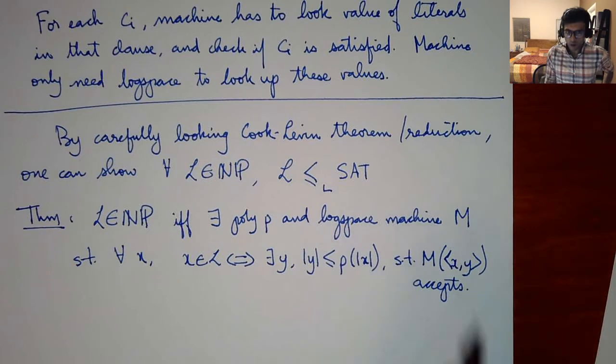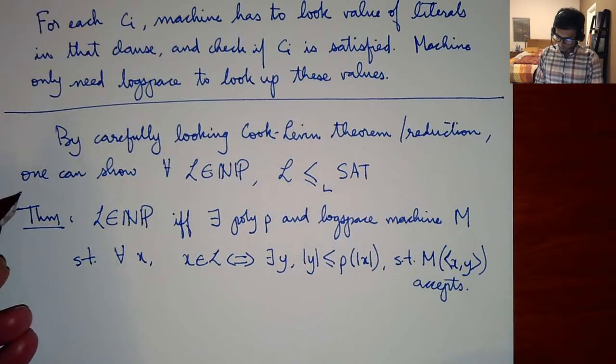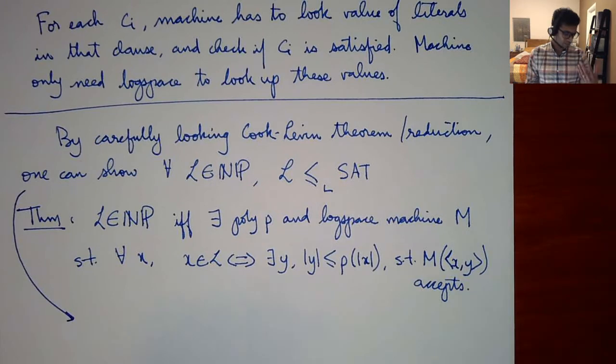And if you walk through all the reductions that we have done, they all turn out to be log space reductions, even though we've just said they're polynomial time reductions. By digging into them a little bit more deeply, we can actually show that they are log space reductions. I'm not going to prove this, but let me just sketch it out.